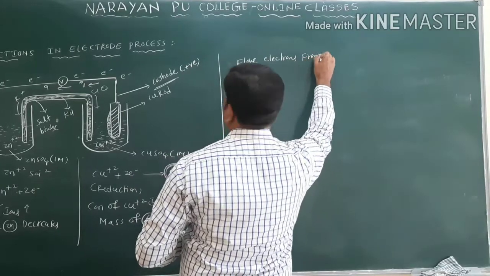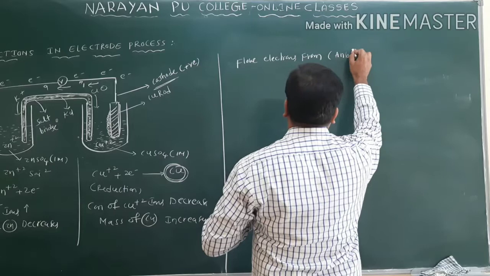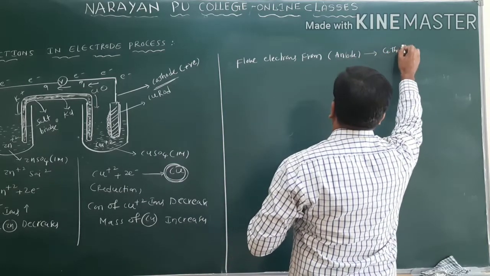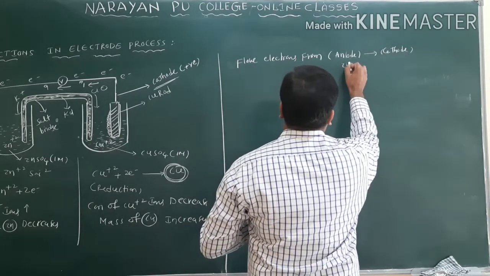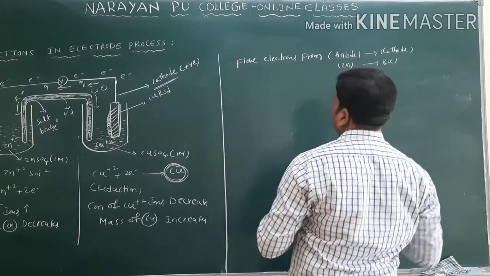Flow of electrons from which one to which one? Anode to cathode. Anode to cathode, or what will you write here? Zinc rod to copper rod. Zinc to copper.